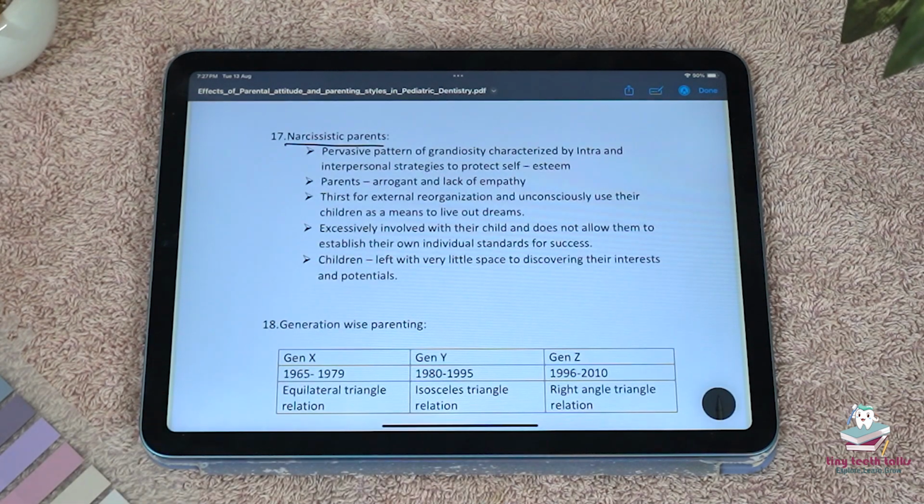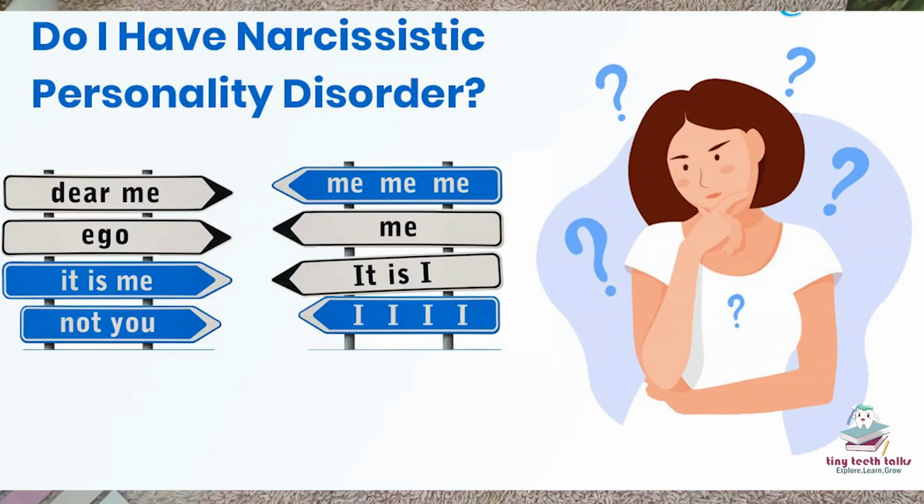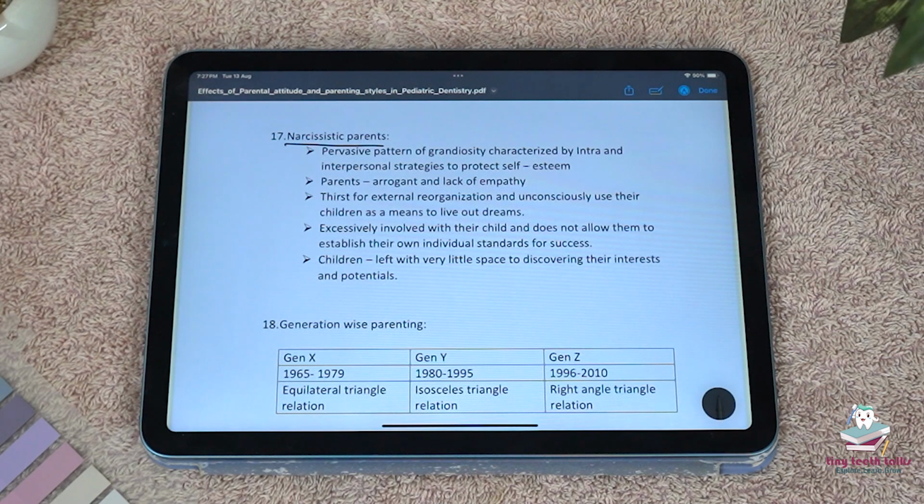Coming to the narcissistic parents. So, a pervasive pattern of grandiosity characterized by intra- and interpersonal strategies to protect self-esteem. Basically, a pervasive pattern of grandiosity is a characteristic of narcissistic personality disorder. They have a consistent ongoing sense of superiority or exaggerated self-importance. And the parents are arrogant and lack empathy, thirst for external recognition, and unconsciously use their children as a means to live out their dreams.